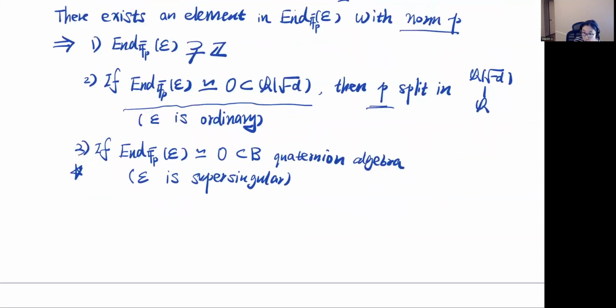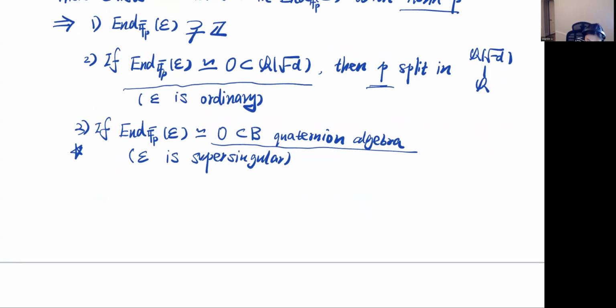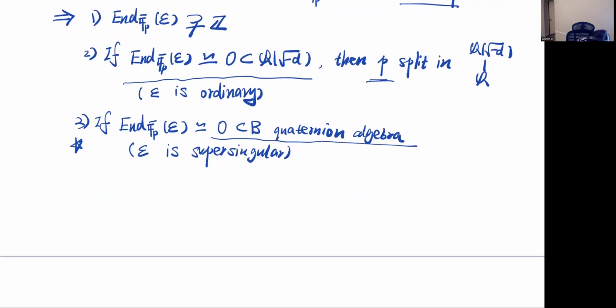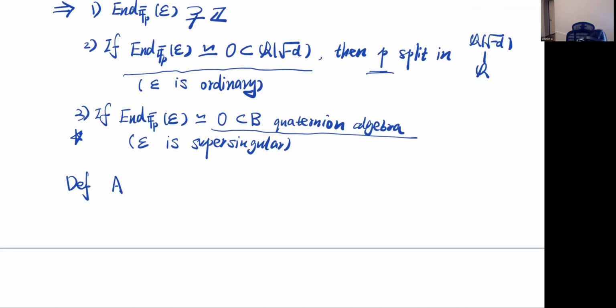So even though we have been talking about orders in a quaternion algebra, we have not actually discussed very much of what a quaternion algebra is and what an order in a quaternion algebra looks like. So let's discuss that now. Let's actually define a quaternion algebra. We'll define it in a special case, what's called a definite quaternion algebra.